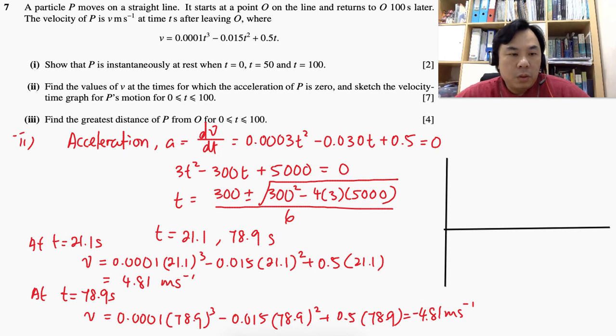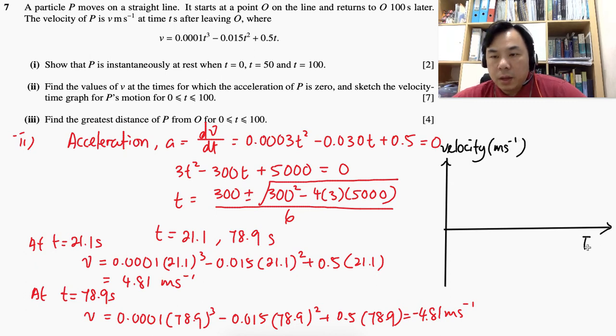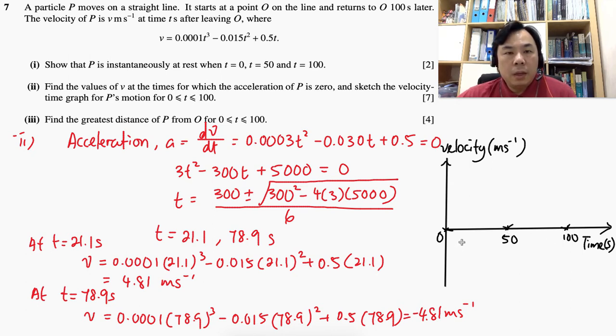So if I were to sketch this, first thing, I must label my axis. So this is the velocity, velocity in meters per second here, and then this is time, starting from 0 here. We know that it is instantaneously at rest at 0, at 50, and then at 100 here. So that is pretty obvious. It passes through here.